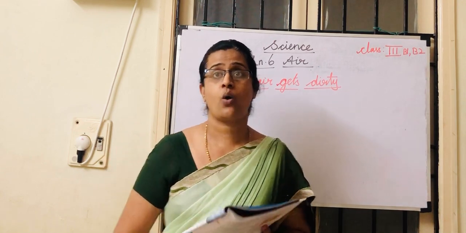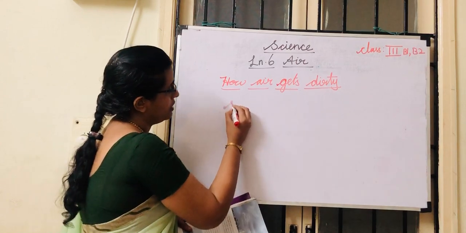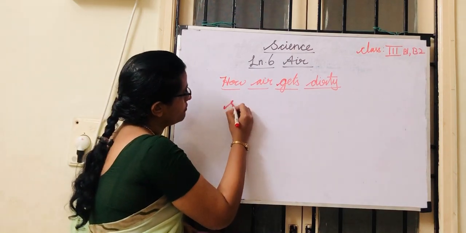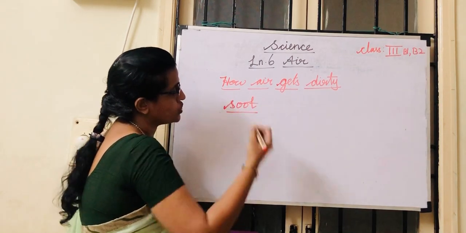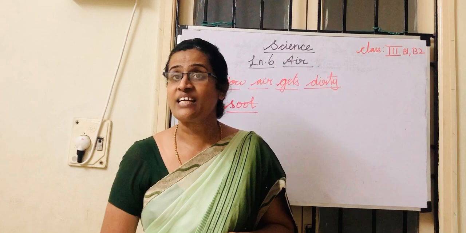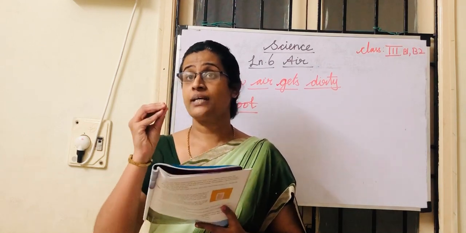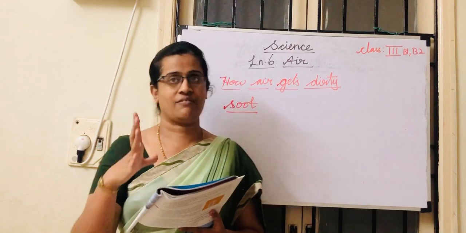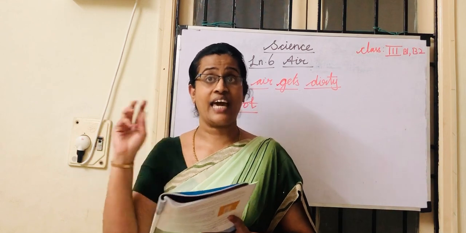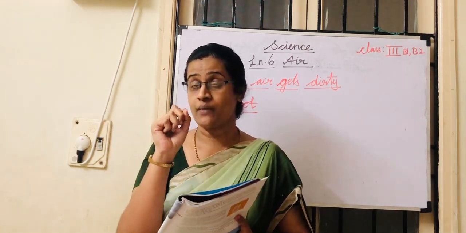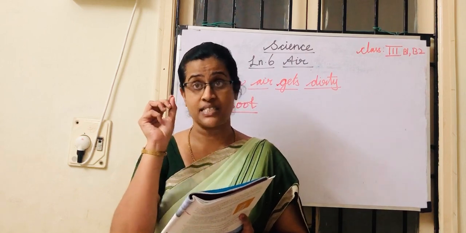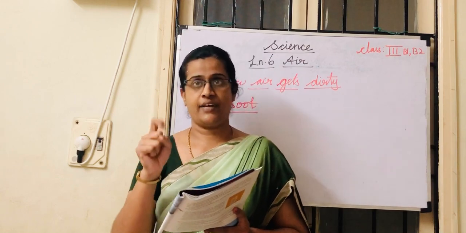What is soot? S-O-O-T, soot. Soot is nothing but tiny unburned pieces from burning stuff. When we burn something, the smoke and the dust fly in the air and mix in the air. Soot is nothing but tiny unburned, small pieces from the burning stuff.